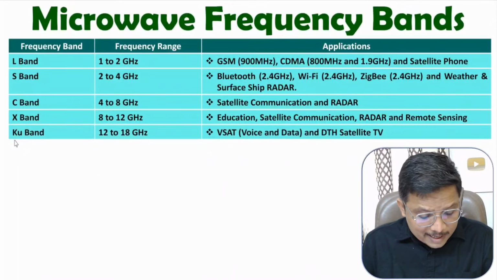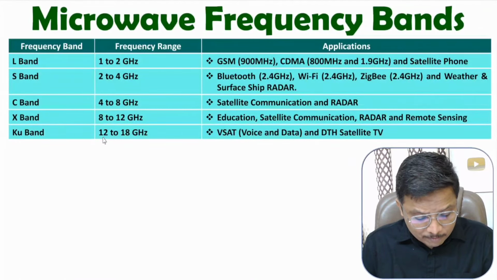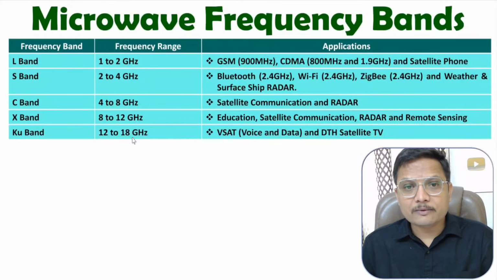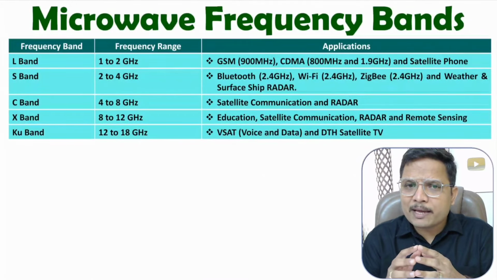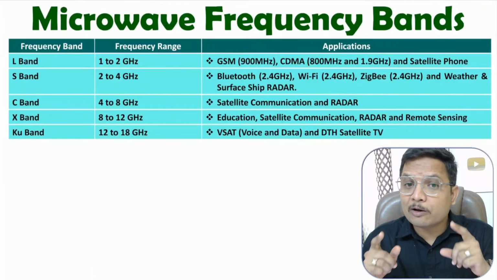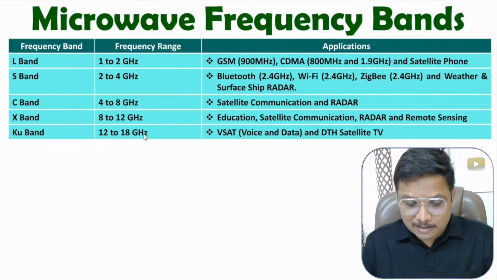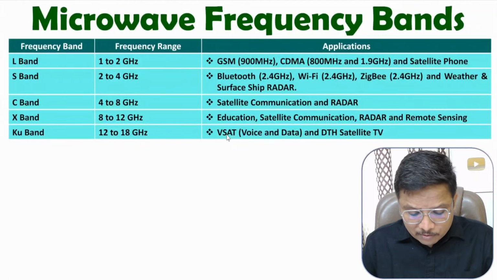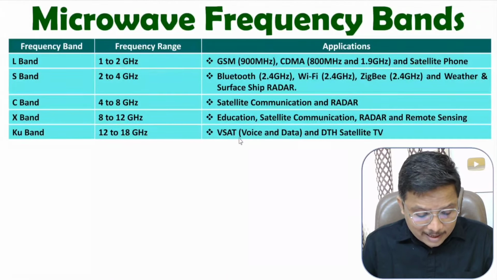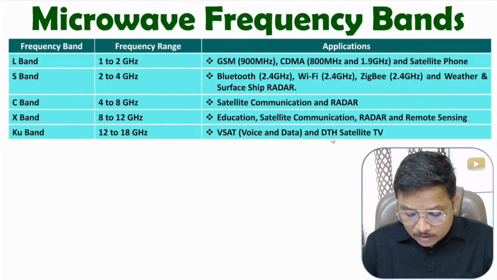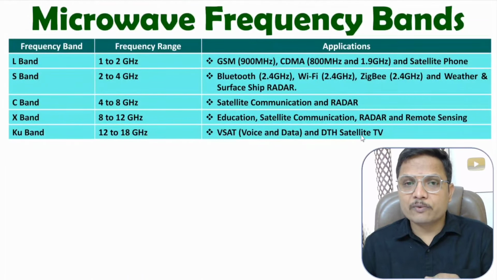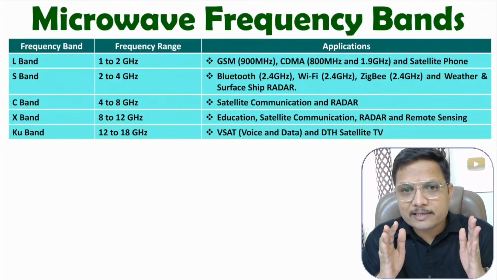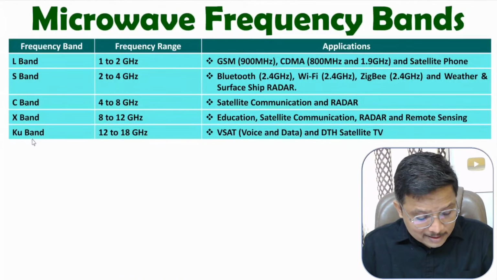The next frequency band is the Ku band, which has a frequency range from 12 to 18 GHz. This frequency range has many applications based on satellite and radar, but along with that, there are a few other applications as well, like VSAT. In VSAT, we have voice and data communication, and as this frequency range is very high, we have high data rate communication. This frequency range is also useful for direct-to-home satellite TV. So with satellite TV also, this frequency range is utilized. So the Ku band is associated with the frequency range from 12 to 18 GHz.